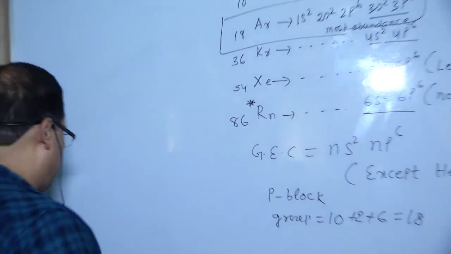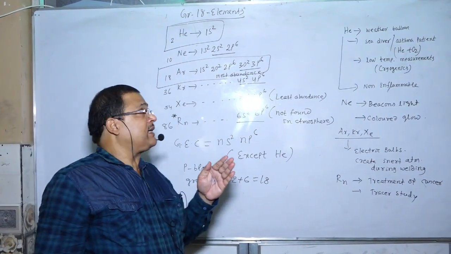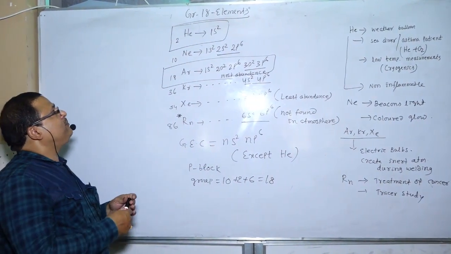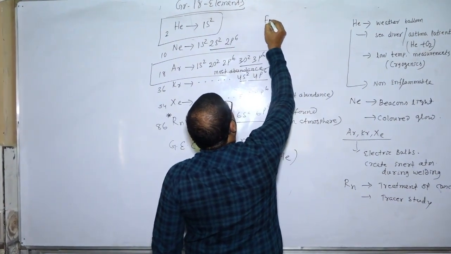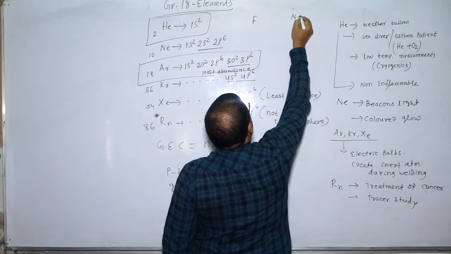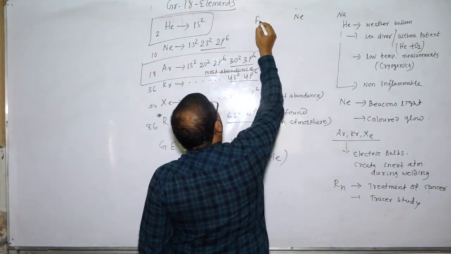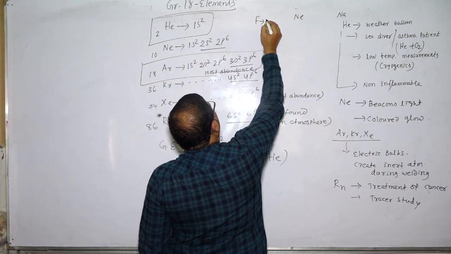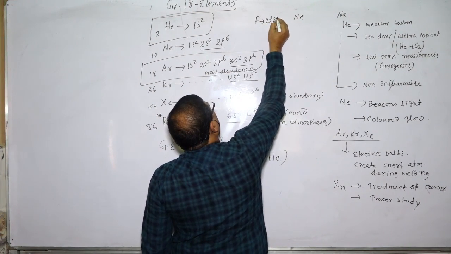Let us see how the electronic configuration helps to identify the placement of the element. For example, fluorine, neon and sodium. For fluorine, the outermost shell electronic configuration is 2s2, 2p5.